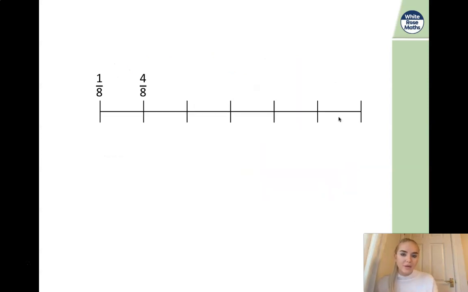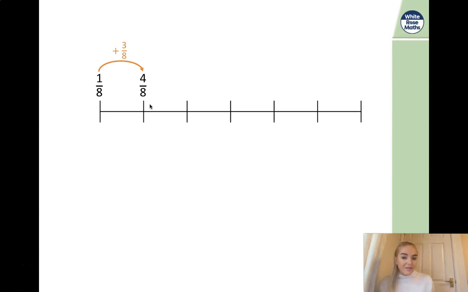So well done. Now, I've got another number line here for you, but this time it's not jumping up in 1/8. We need to find out what it's jumping up in. So it goes from 1/8 to 4/8. What is the jump? How many 8ths are we jumping up? Pause the video and have a think. Okay, did you get it right? We are jumping up in 3/8.